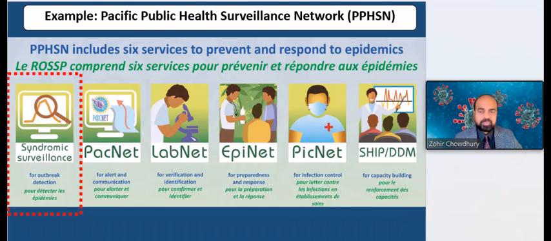Syndromic surveillance is used. An example of syndromic surveillance is shown here. We see a syndromic surveillance system integrated with other types of services in a specific area of the world known as the Pacific Public Health Surveillance Network, PPHSN. This PPHSN is located in the Pacific Ocean, and I'll show a map following here. It's composed of 6 specific services, and among them, one is syndromic surveillance, which is shown here.